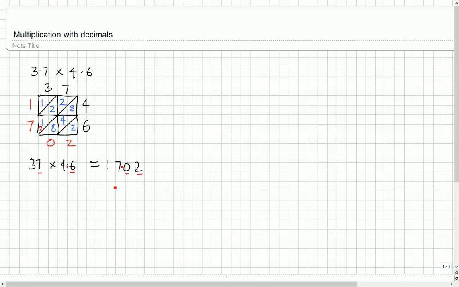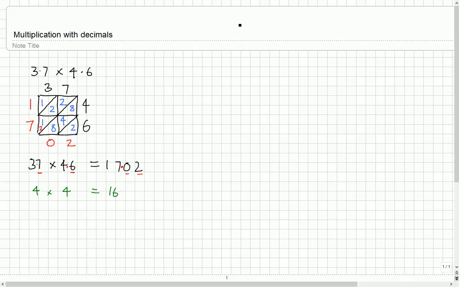Now what you can do here is a quick estimation as well, just to check that you haven't done anything daft. Okay, 3.7, if we round it, is 4, and 4.6, if we round it, is 4. 4 times 4 is 16. Okay, so does that look like about the right quantity? It looks pretty good to me. 4 times 4 is 16. 3.7 times 4.6 is 17.02. That looks good.